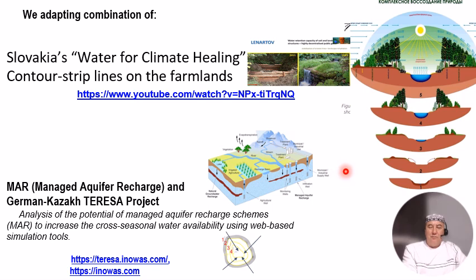And how to deal with this problem? We are learning from Western countries and other countries who have something similar, who have big floods and big droughts also, and how they work on these issues. We chose the example of Slovakia, which implements water for climate healing, and they adopt contour strip lines for farmlands.